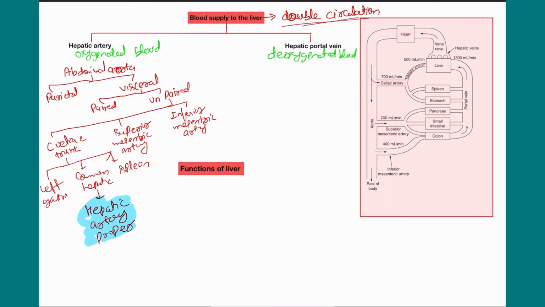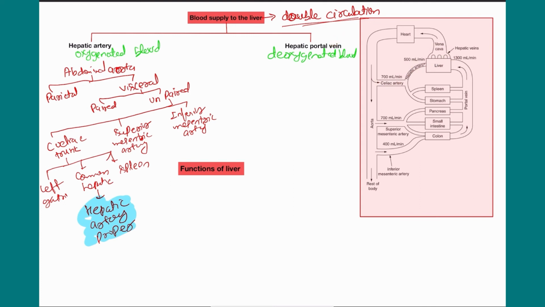I already said that the celiac trunk gives the artery and goes to the hepatic and goes to the liver, and it's called the common hepatic artery, and it gives the hepatic artery proper branches to the liver. It's called the hepatic artery, and it supplies oxygenated blood to the liver.